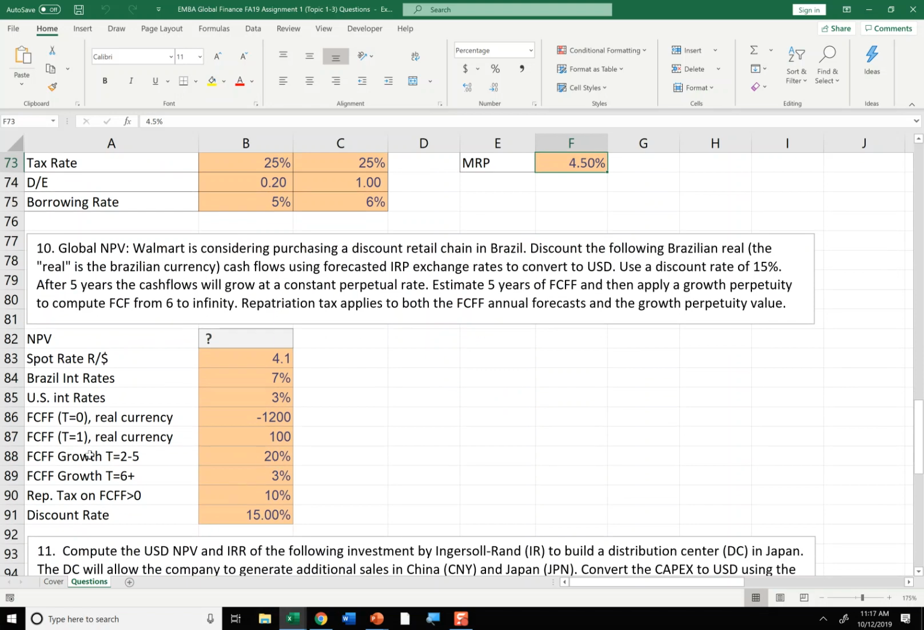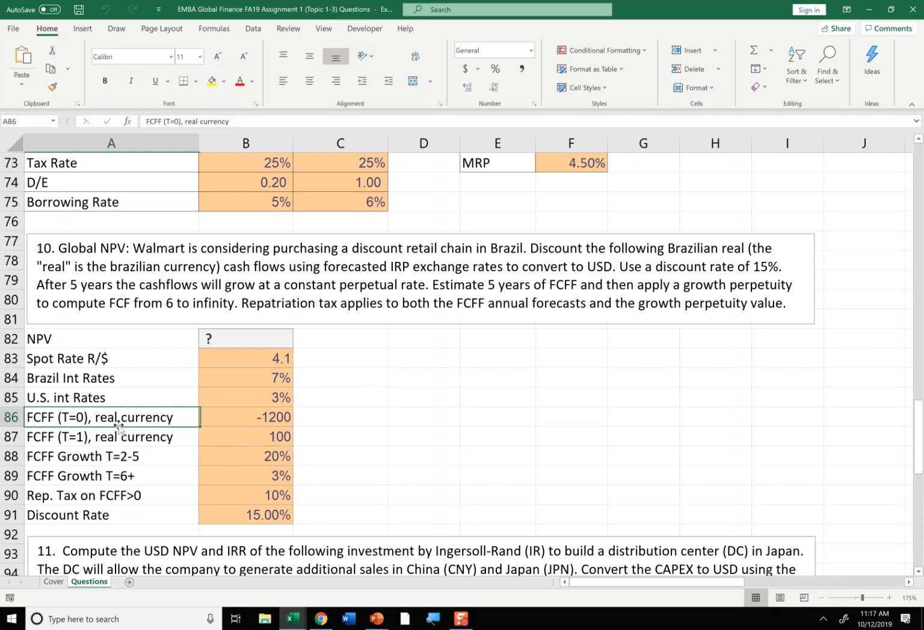This is a cash flow problem. I'm going to pay 1,200 Brazilian real, or reais. I guess I normally say reais, right? Real or reais? Reais. All right. So I'm going to pay 1,200 real today, and then I'm going to receive 100 real next year.